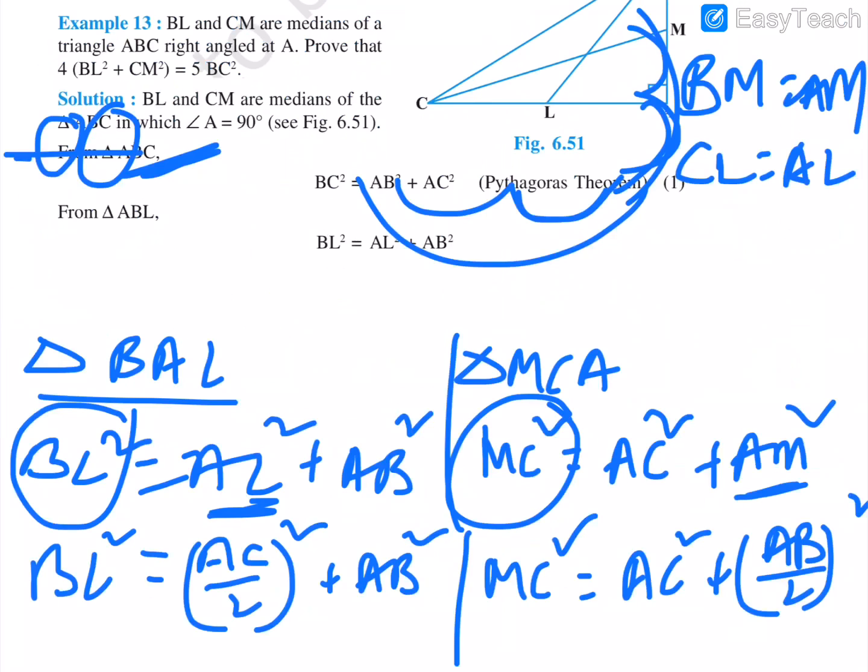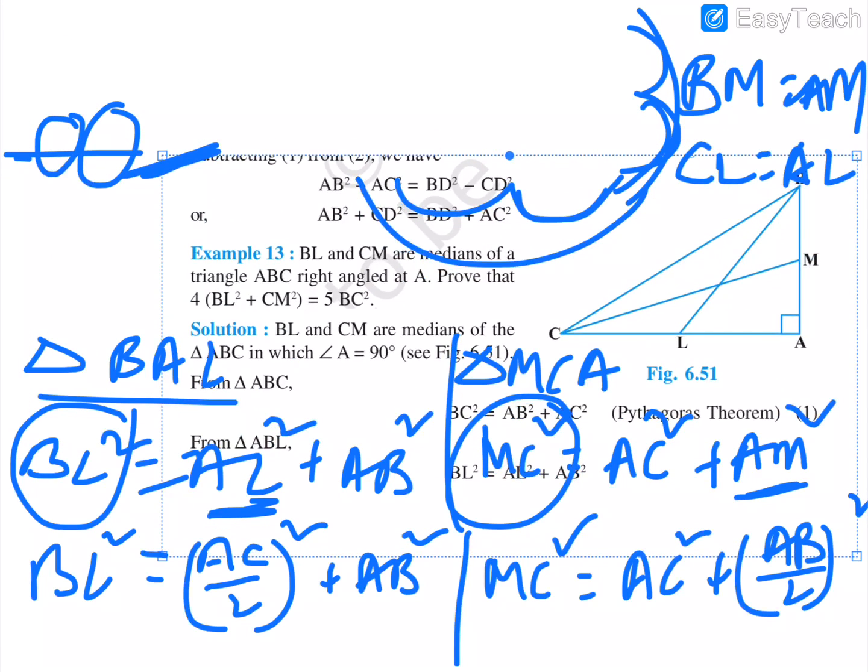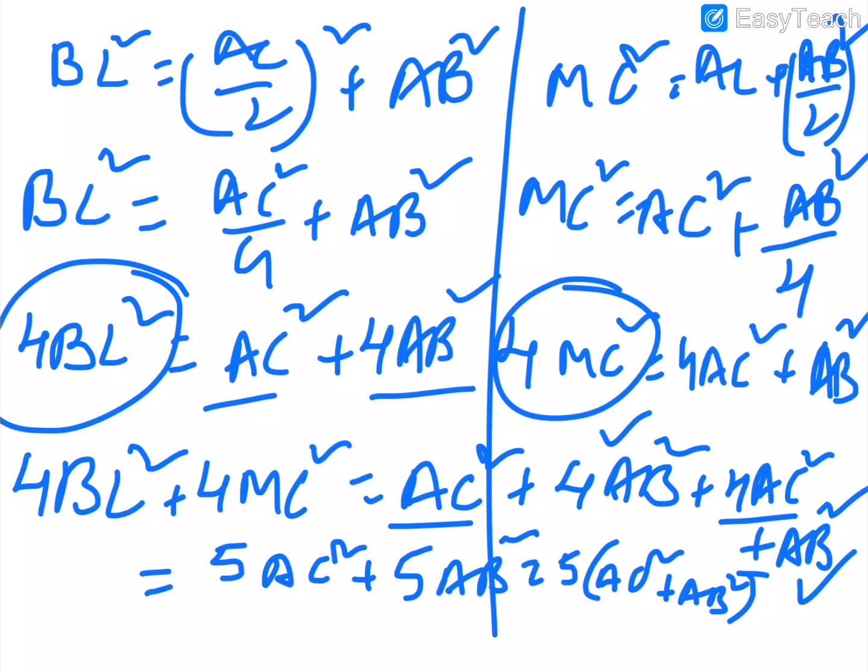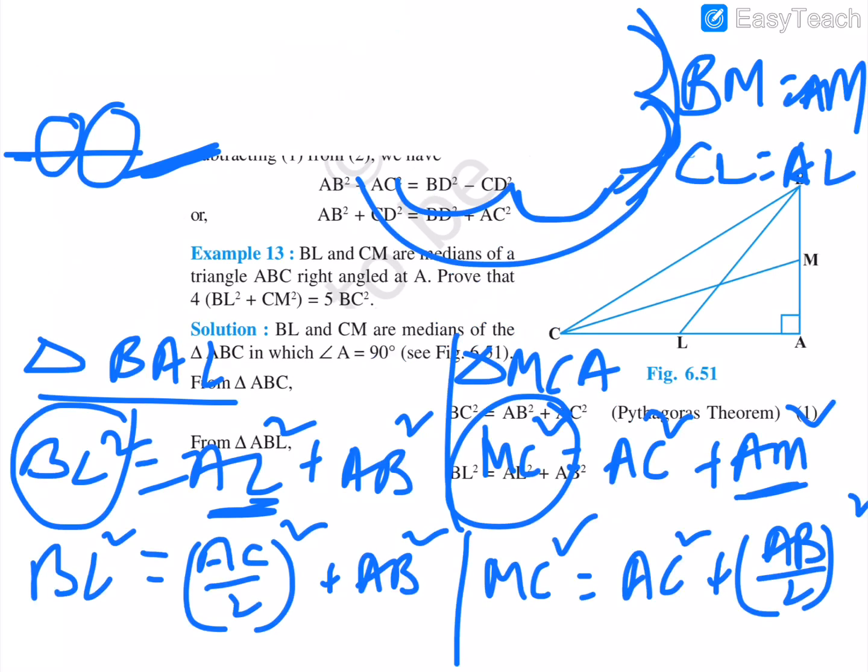Now moving back to our question, in our triangle AC square plus AB square is BC square, because this big triangle is also a right angle triangle. So here in this place we can write 5 into BC square. So this is the proof, very easy one, you can see in the textbook.